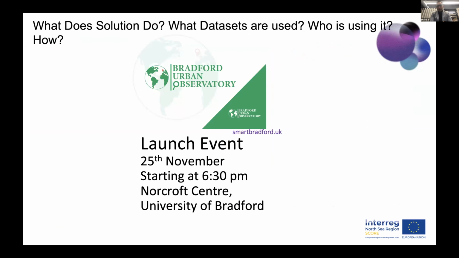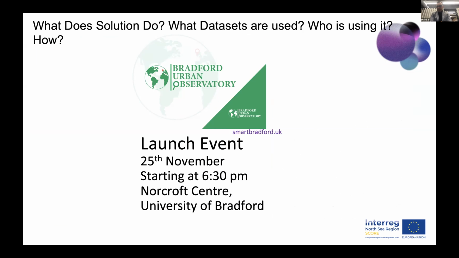So part of the solution is the Bradford Urban Observatory as well, which is an open data platform, which allows citizens to see the data coming from these sensors. And we are officially launching this platform, the Urban Observatory, to citizens of Bradford on 25th of November.